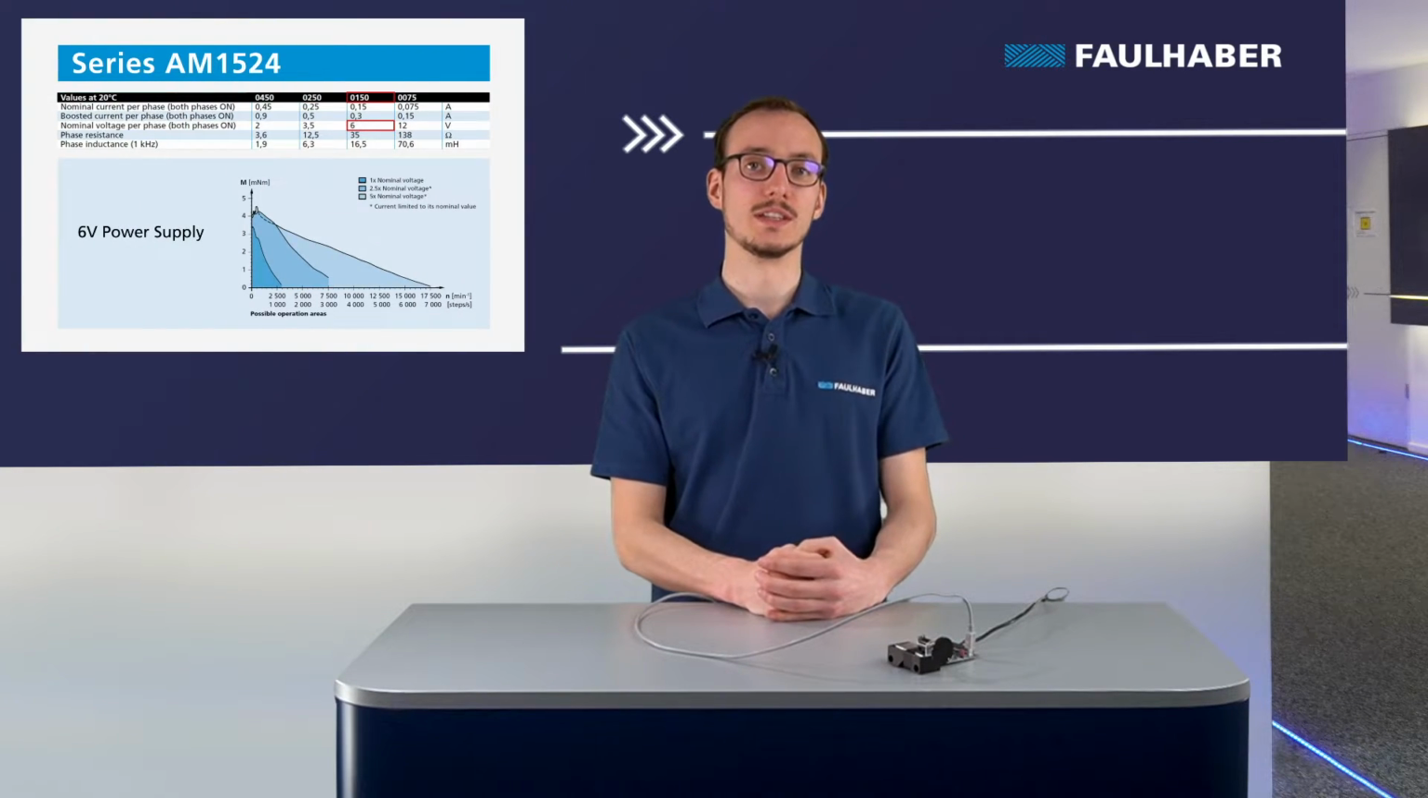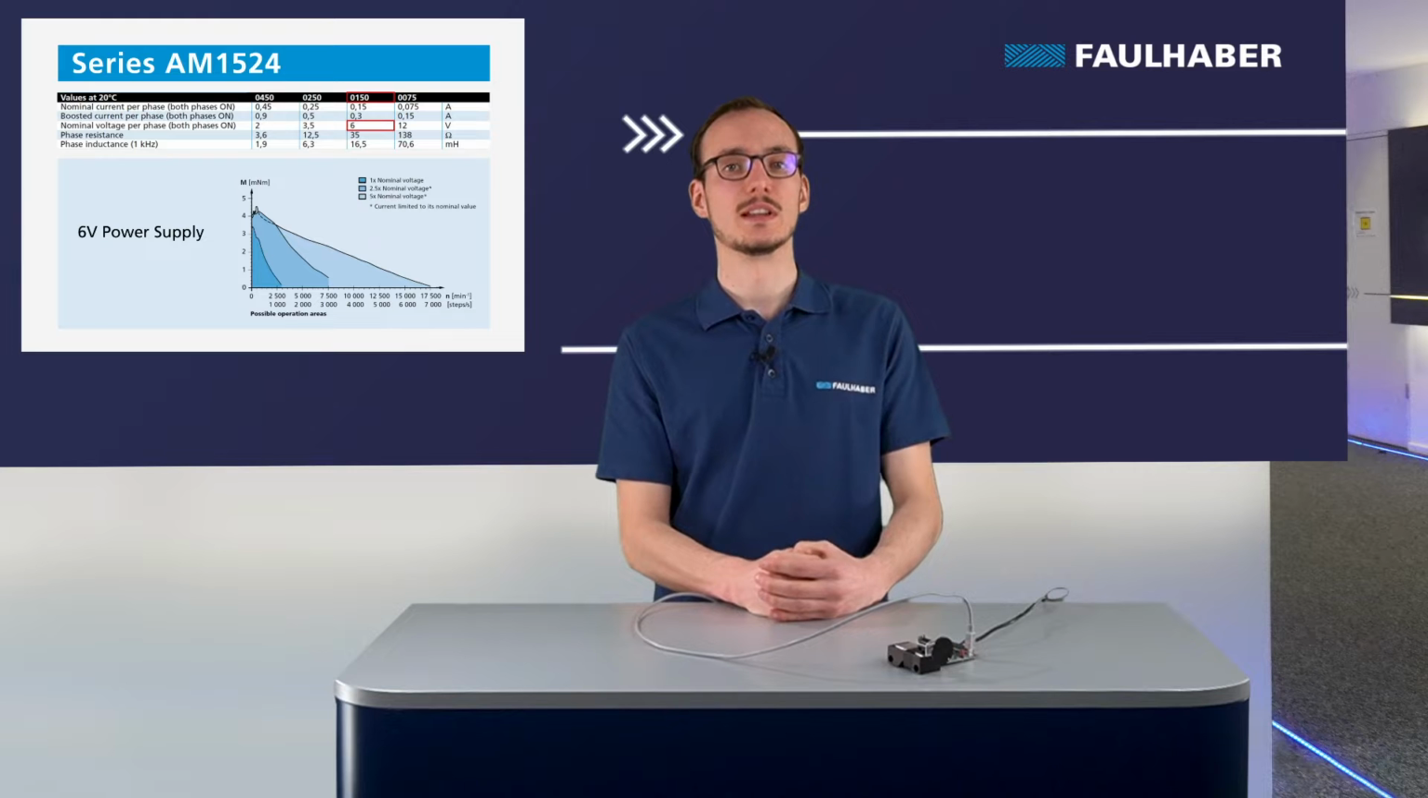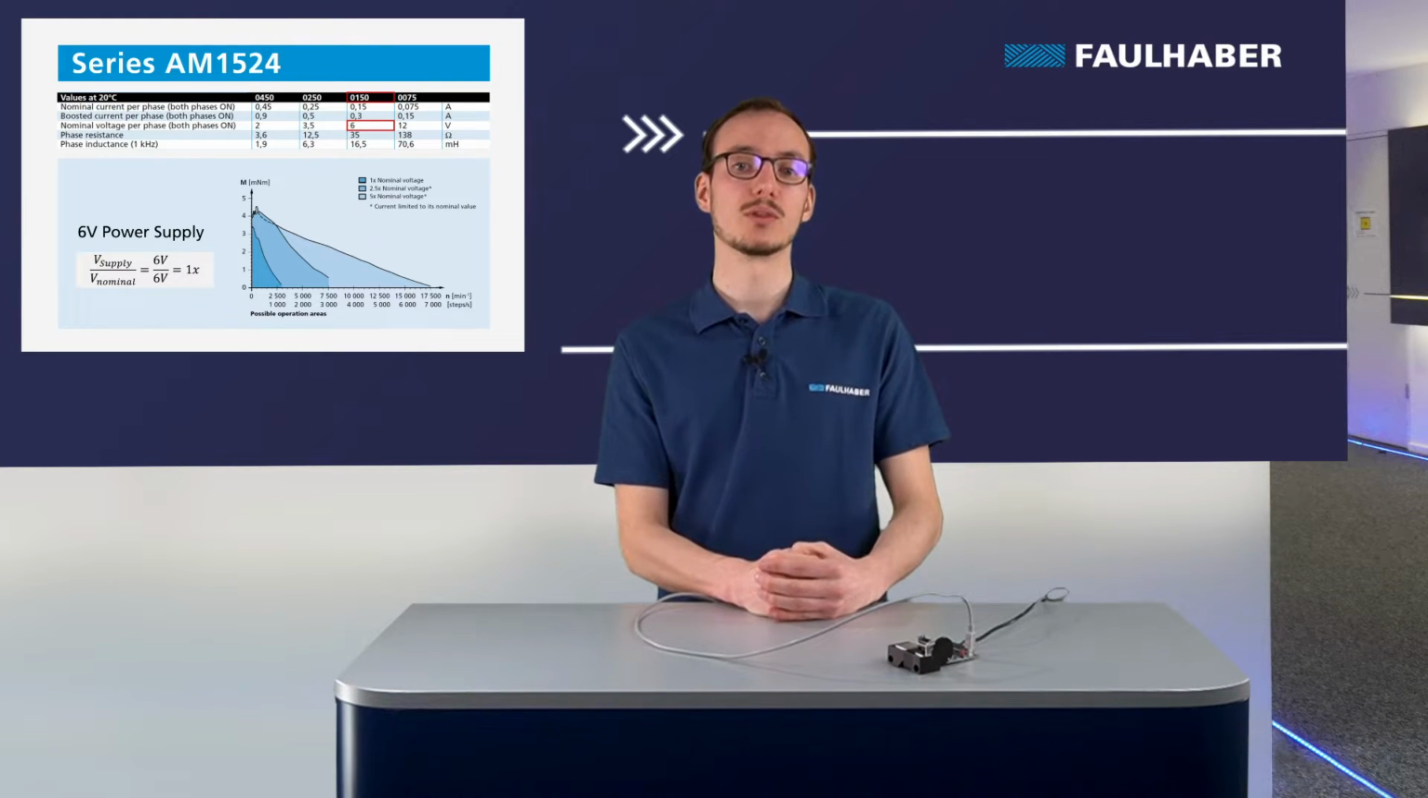We'll now do a numerical example so that you can understand this concept better. If we take the example of the AM1524 and have a look at the 0150 winding, we see that this winding type has a 6 volt nominal voltage. This means that if you are using a 6 volt power supply, you will have a ratio of 1, and you will be able to work in this area.